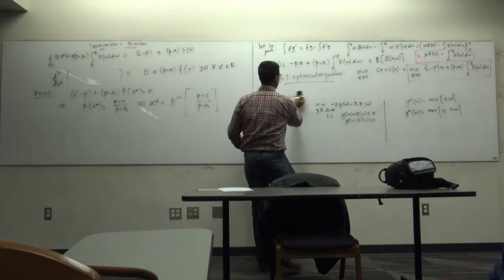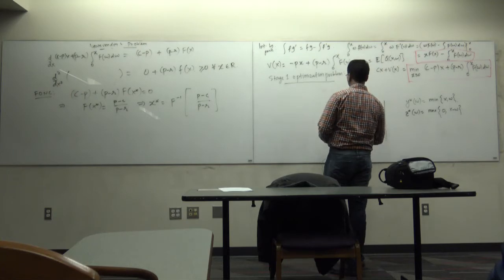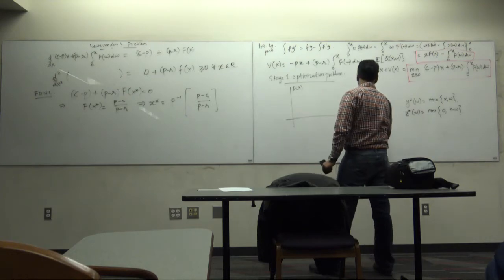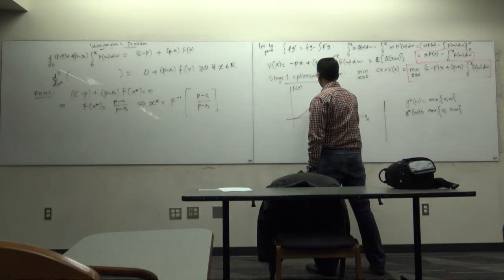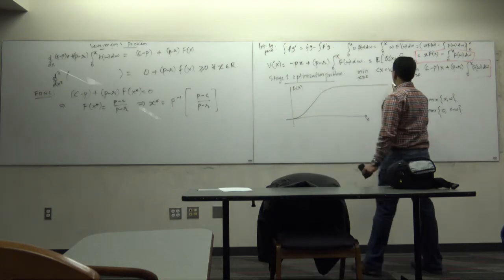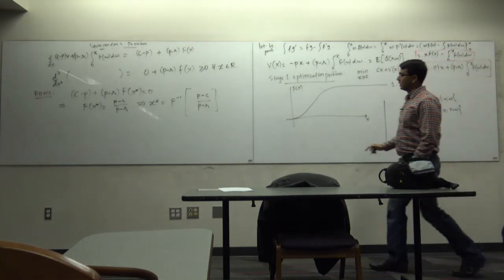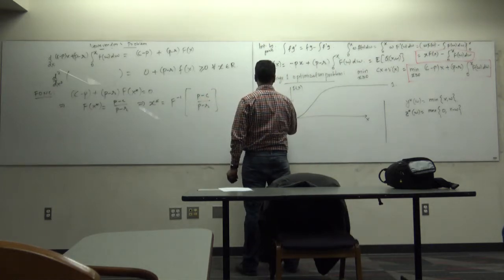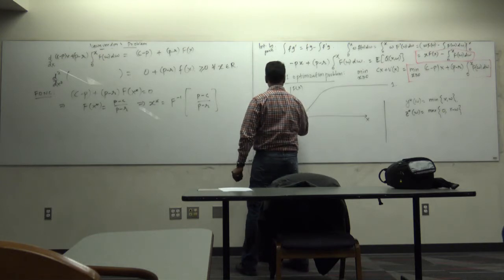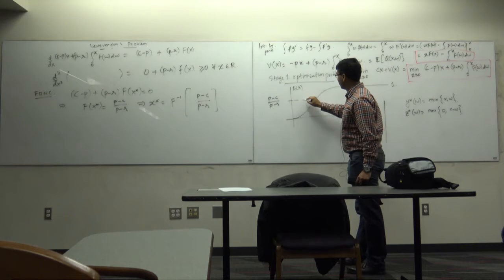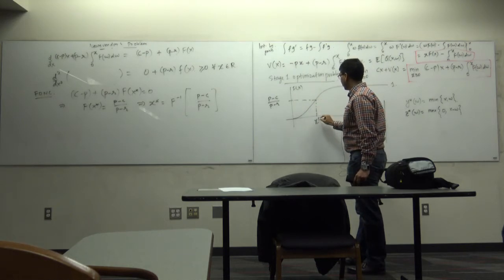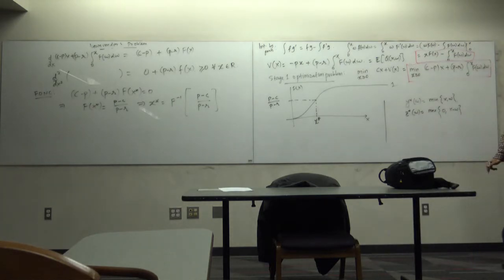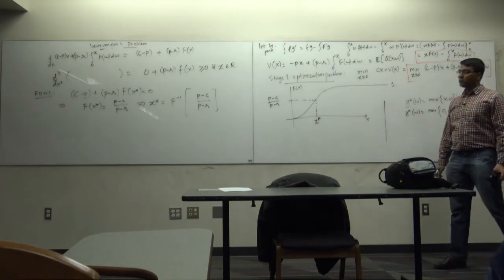So let's see how you would find this value. You plot your F of x as a function of x, so you will have something like this. This is your 1. And you know all these parameters, p, c, r. So this will be your (p minus c) over (p minus r), strictly less than 1. This is your x star. This is your F inverse of (p minus c) over (p minus r).